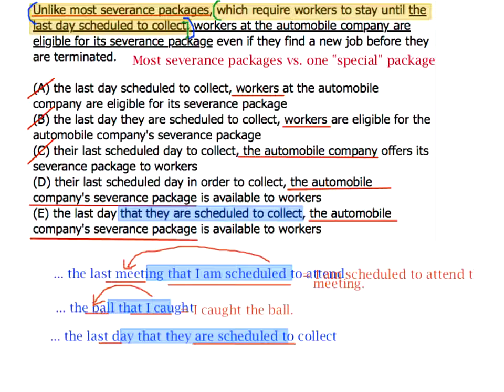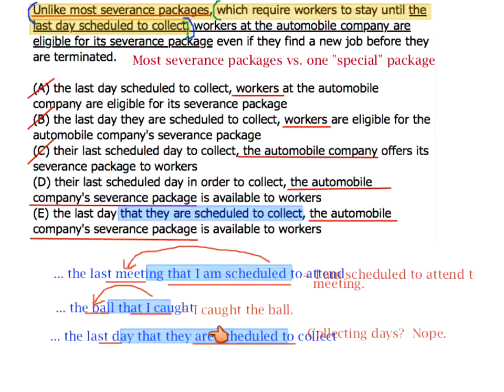Collecting days. Nope, doesn't make sense. Because if you take day out and put in, like, package or something like that, the last package that they are scheduled to collect makes perfect sense. Like for a delivery driver, UPS guy, the last package that the UPS guy is scheduled to collect. That makes sense, because he or she actually has to collect the package, right? So that's the thing.